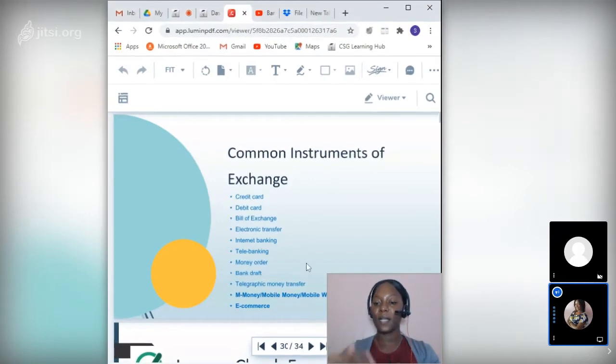All right, so are we clear on those so far? Yes, please. All right, so the next one that we have here is the money order. And this can be used by anyone, even those without a bank account. So you don't need a bank account to use the money order.